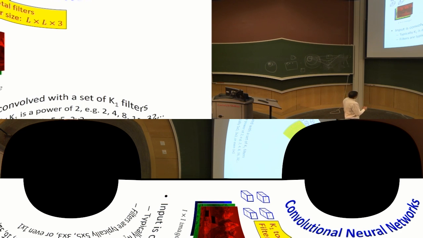And the filter sizes, this L: again, observe that the filter is L cross 3. This 3 represents the number of colors over here, right? What is L?